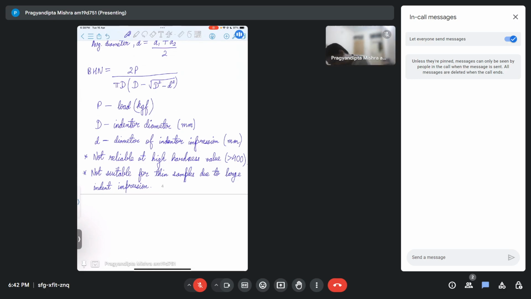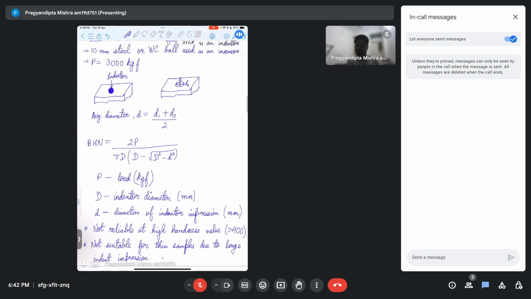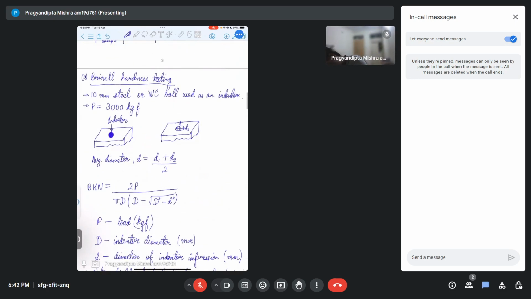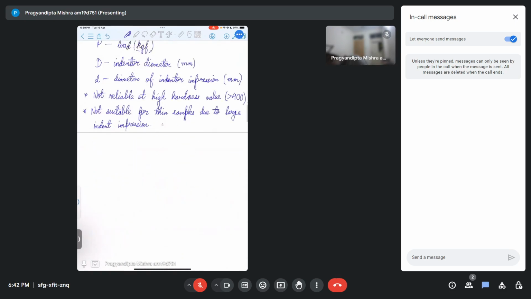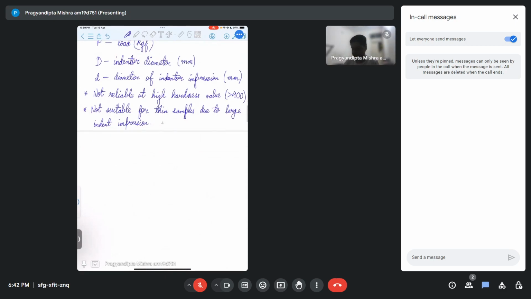Okay, and it will create a diamond kind of impression on the sample. So this is my sample. I will see this kind of impression, a squarish diamond kind of impression. And then we'll have D1 and D2. This is a sample.